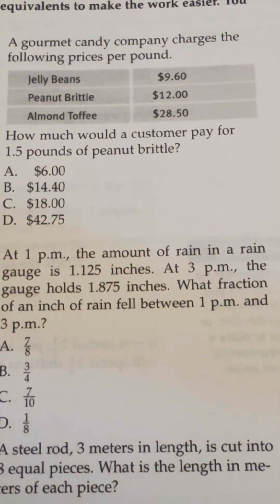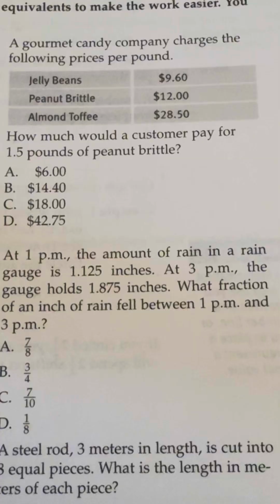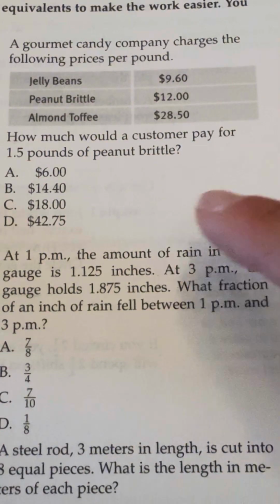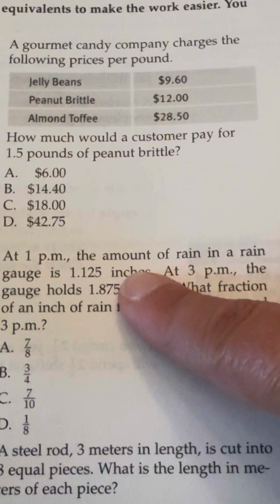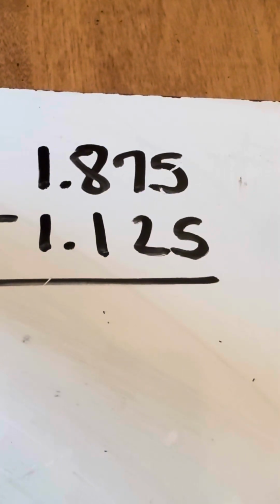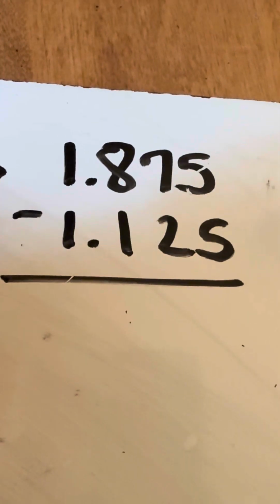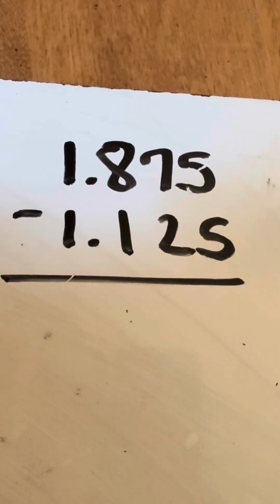The next question says that a gauge is measuring how much rain has been falling. So we have 1 p.m., the amount of rain was 1.125, and then at 3, it was at 1.875. What's the fraction of an inch of rain that fell between 1 and 3? So this one I do have to do a little tiny bit of work on, but I'll just show it to you. We're starting off with the number that it's ending with versus what it started with. We're going to do a subtraction to find out the difference. So you can see there's our setup. We're just going to go ahead and subtract our decimals, which if you haven't done that, check the videos out in the GED playlist on how to subtract decimals.